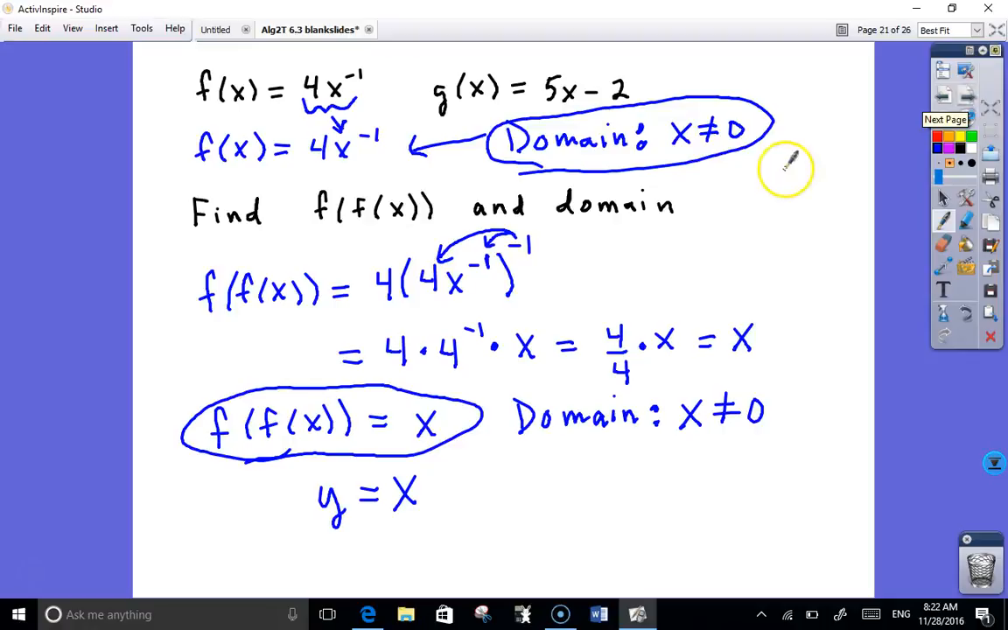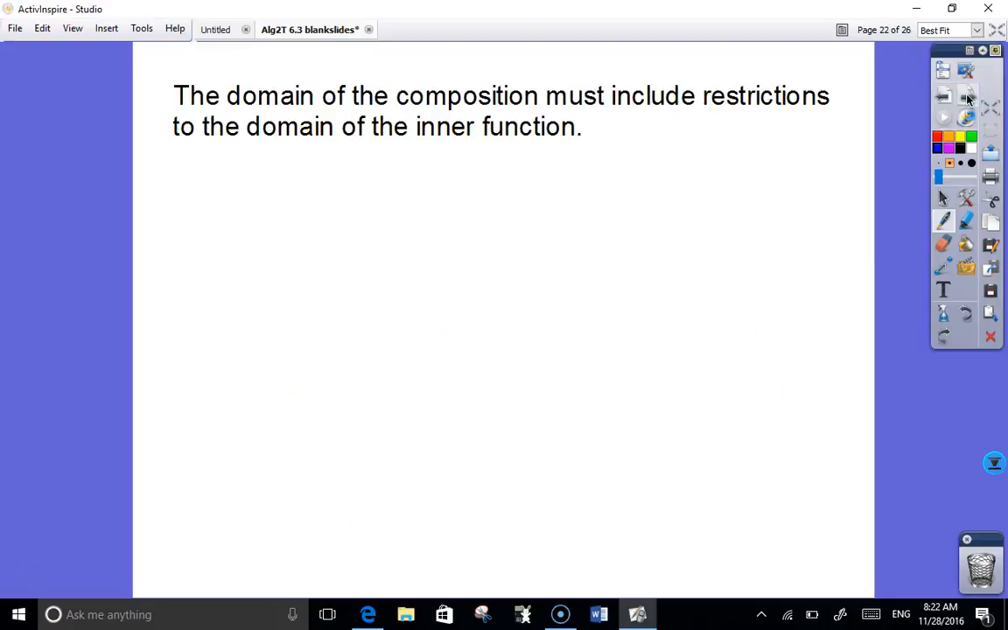And that is because of this. I think my next slide, I point that out. Nope, that was wrong. So the domain of the composition must include restrictions to the domain of the inner function.